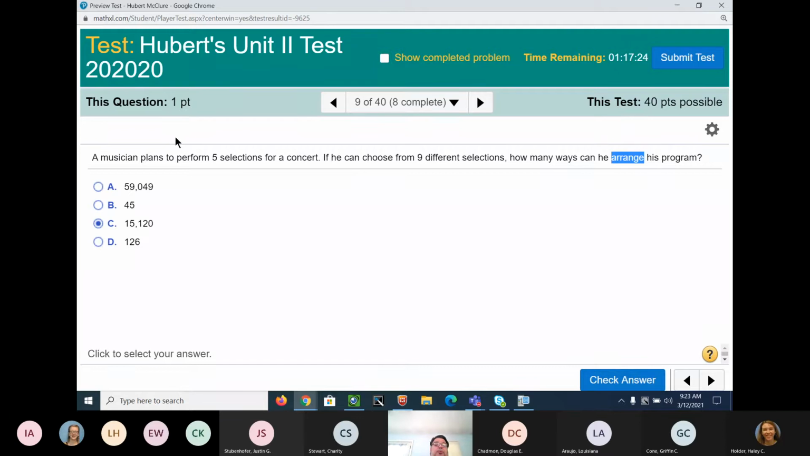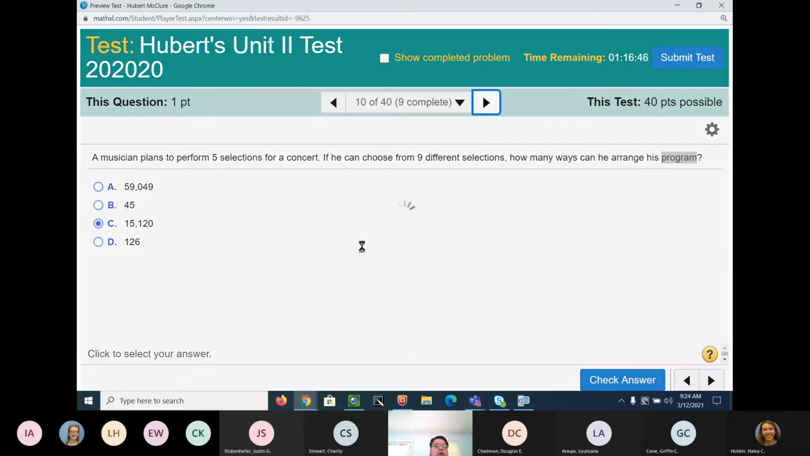If they could have put a certain arrangement, that would be even more toward order. But just how many different ways can he arrange his program? Okay, program may be a word for order, but that's very weak. So make a note: if you see this problem on your test, go with a permutation, even though I don't agree with it. Go for a permutation. Okay, thank you, Mr. Justin.